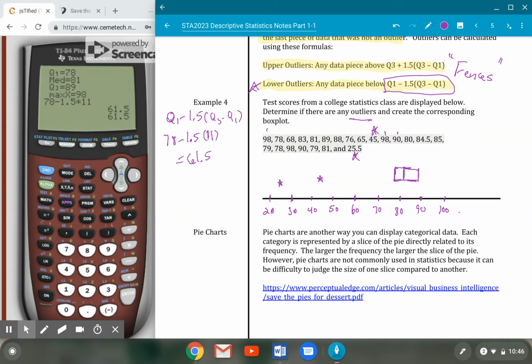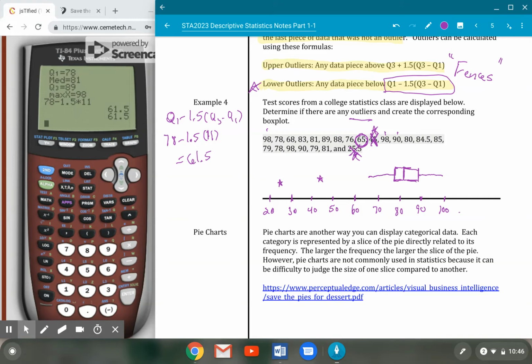Then for my whiskers, the right whisker will go up to your maximum value, which in the data set was 98. And then the lower whisker, remember, it goes to the last data value that was not an outlier. So it's not going to go all the way down to 25.5. It gets a star. It's an outlier. It's not going to go all the way down to 45. It's an outlier. The next lowest data piece was 65. That's the lowest piece in the data that is not classified as an outlier.